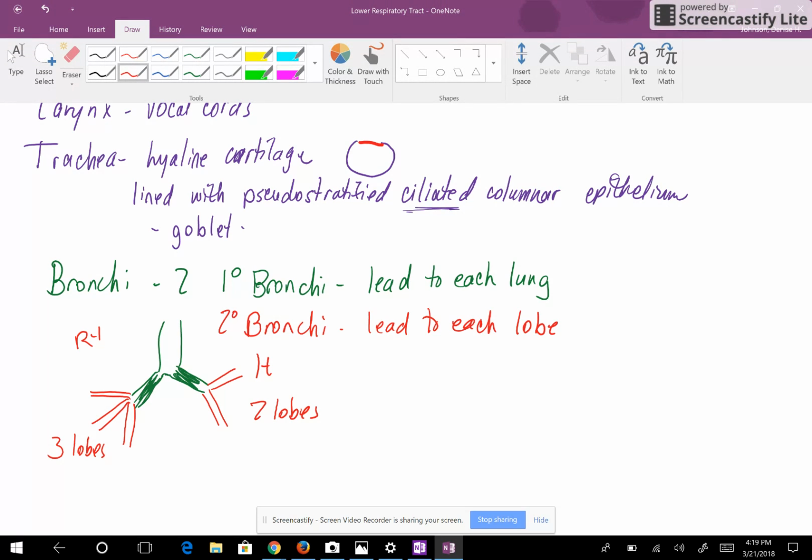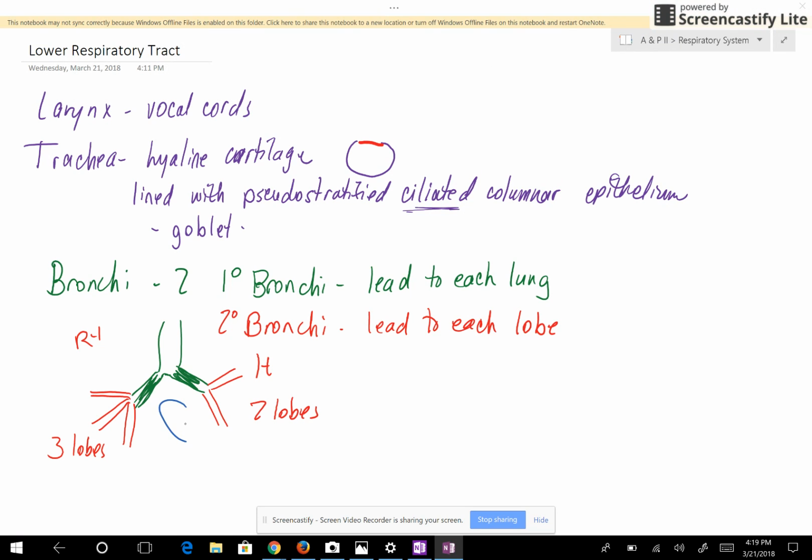Remember too that the heart is going to be sitting right about here. Here's the sternum here. So 2/3 of the heart sits to the left of the sternum, and that's the reason that the left lung is going to be smaller.